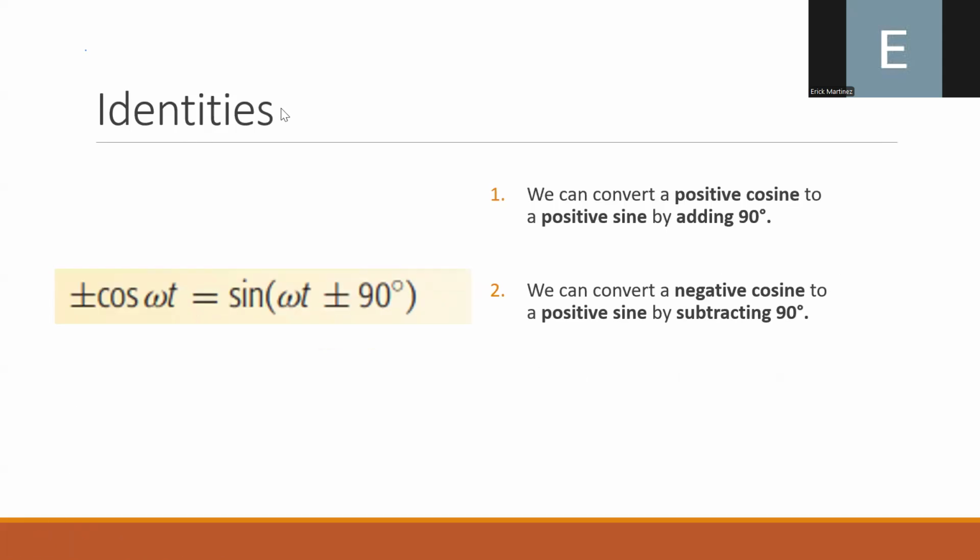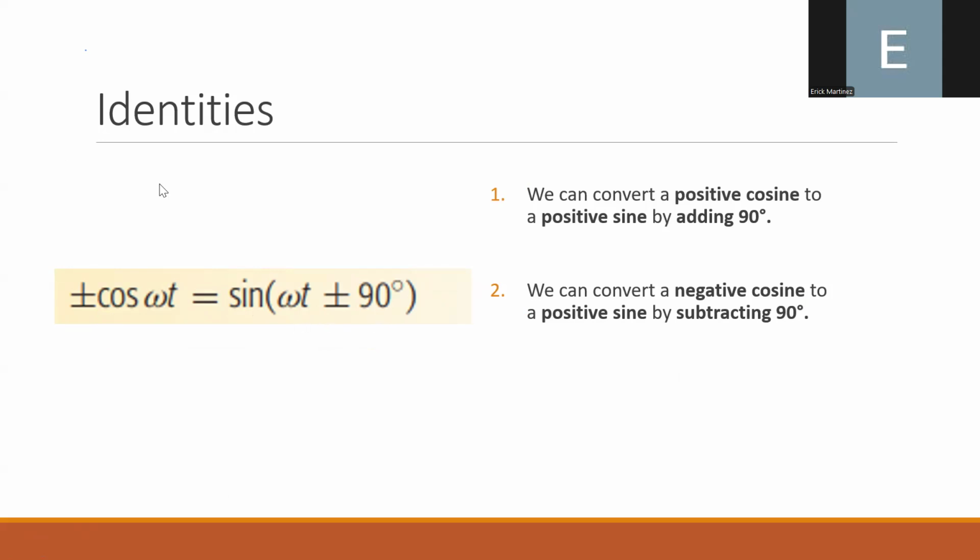Another identity that can be useful is the following one. Here you can see that we have a positive cosine wave. And if you want to convert it to a positive sine wave, you need to add 90 degrees. But also you can have a negative cosine, and if you want to convert it to a positive sine wave, you need to subtract 90 degrees.